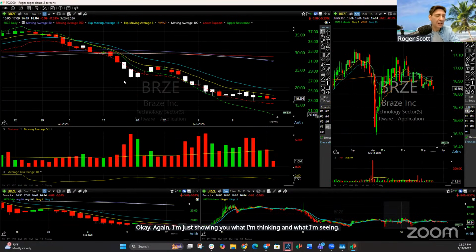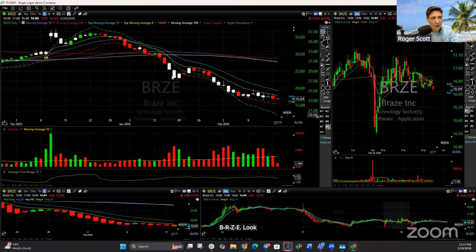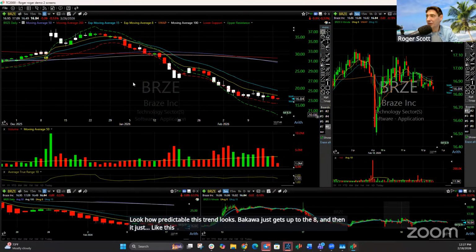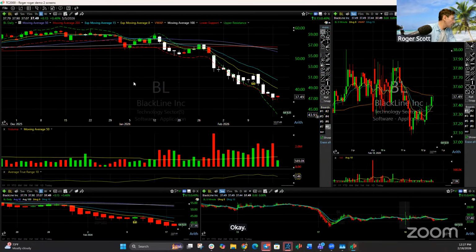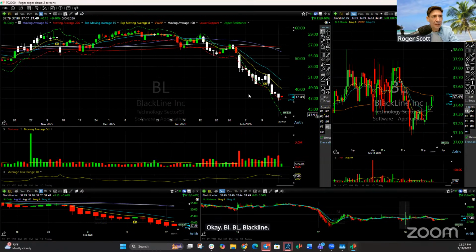BRZE. Look at the quality of this trend. Look how predictable this trend looks. Look how it just gets up to the 8, and then falls right down. Okay. BL, black line. As soon as it breaks this level, high volume bars almost every single day. Okay.